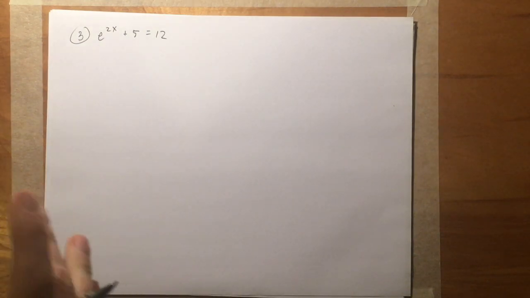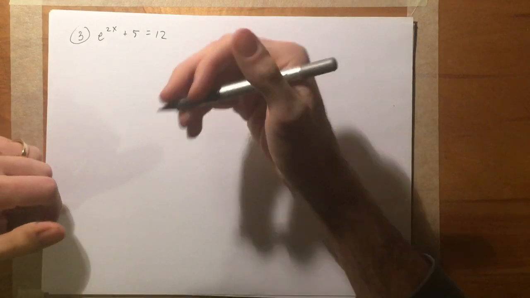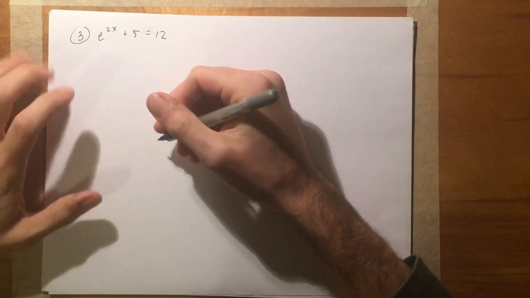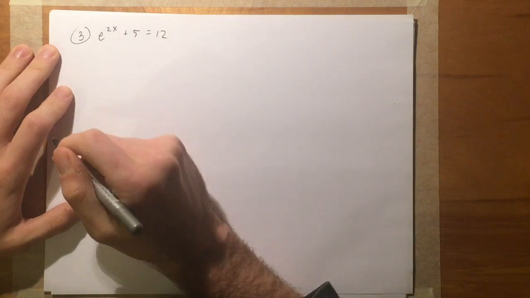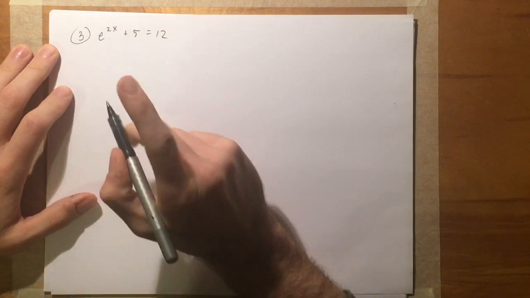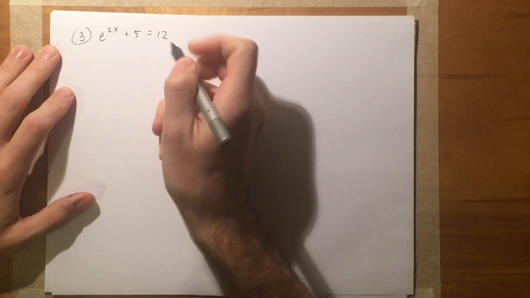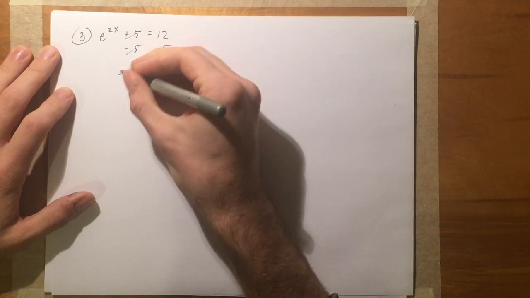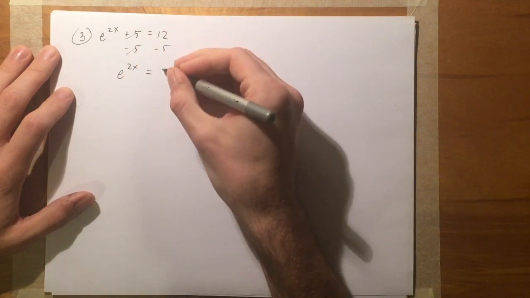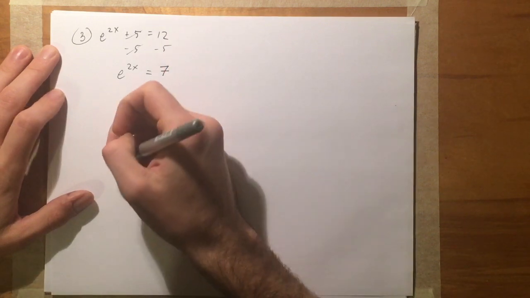All right, sticking with exponential equations, let's do some examples that involve the natural exponential function. So this is e to the power 2x plus 5 equals 12. There's one exponential expression in this, the first term. Let's subtract the 5 first. That is easy to do. Now e to the power 2x equals 7.